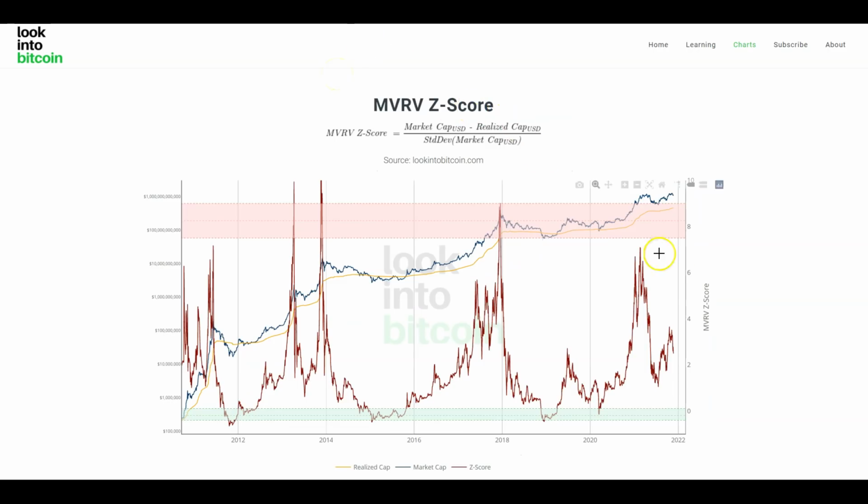MVRV, another one I like to watch. Market cap versus on-chain activity. During every all-time high, including February, May, this thing has spiked rather quickly. And we are pretty far down. We're at 2.5 on this scale. The top previously was 7+. So anything 7+, then we're in trouble.